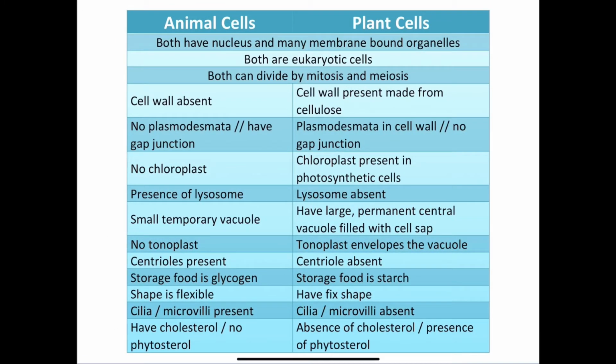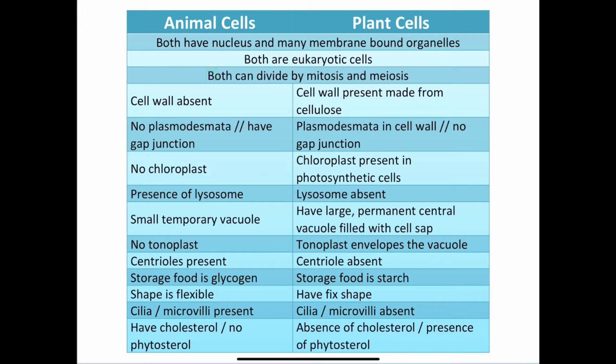Okay. So seterusnya kita tengok this table. So this table show the similarities and differences between animal cells and plant cells. So first, both have nucleus and many membrane bound organelles. Both are eukaryotic cells. So macam saya explain tadilah, sebab kedua-dua adalah eukaryotic cell, so kedua-dua ada true nucleus dan mereka ada membrane bound organelles.